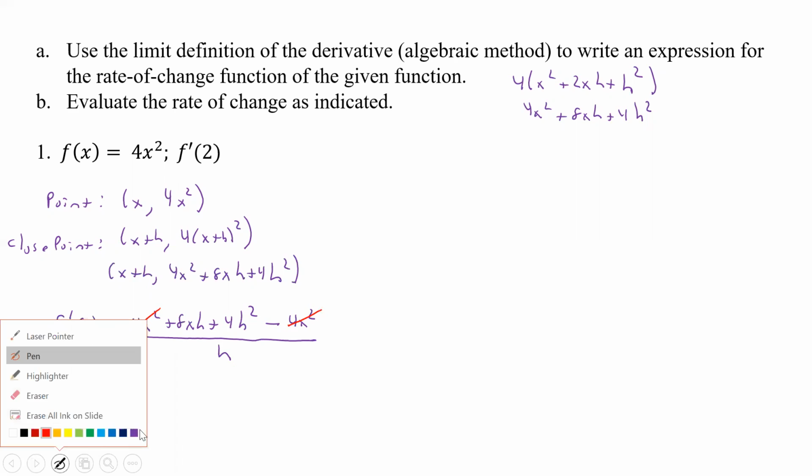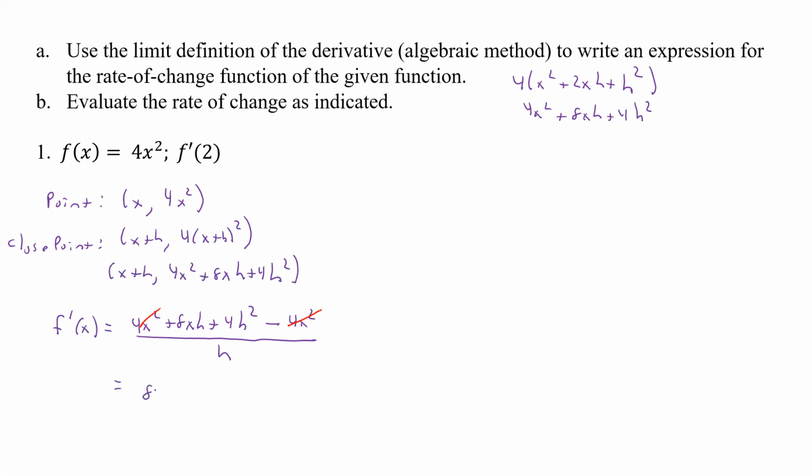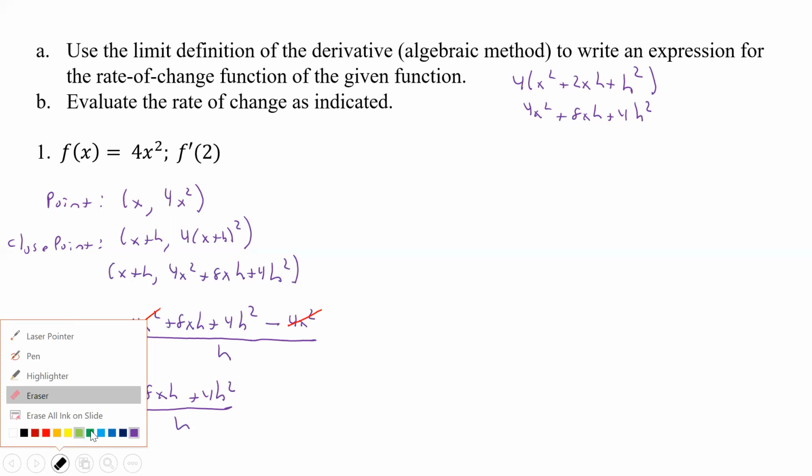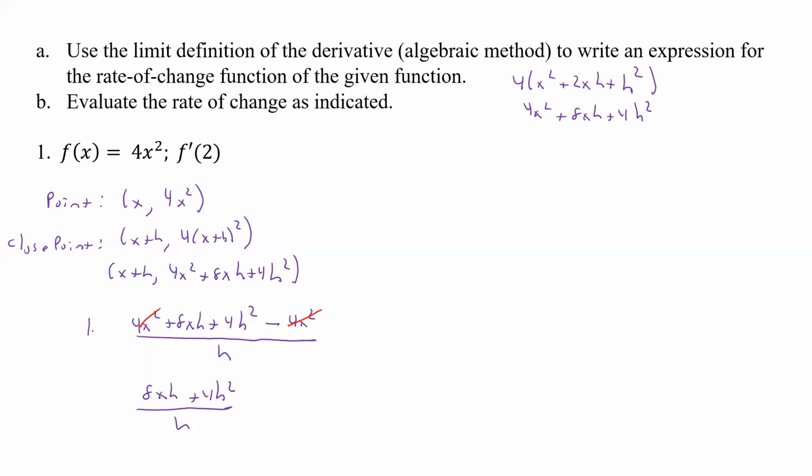And so now we have 8xh plus 4h squared over h. Okay, now, can we do anything to simplify that? Yeah, we forgot something here. Let's go ahead and erase this. We forgot the limit notation here. So this is the limit as h goes to 0, and this is the limit as h goes to 0, and that's equal to our f prime of x. So can't forget the limit part. Sometimes I forget to write that because I wrote that over there and I know I'm taking the limit.